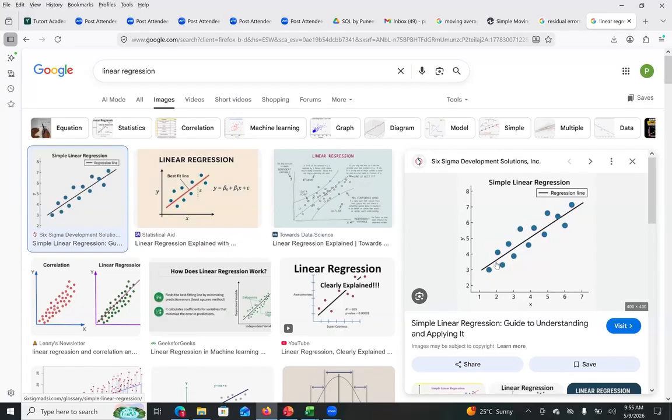Clear to everyone, right? In a linear regression, this is how we do it. We have a lot of data points. Are we trying to join these data points like this? No, we are trying to fit a straight line through them.